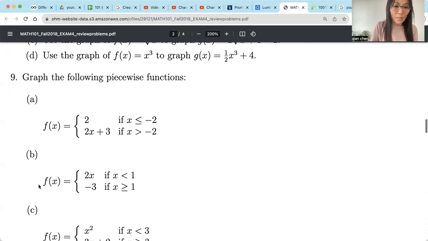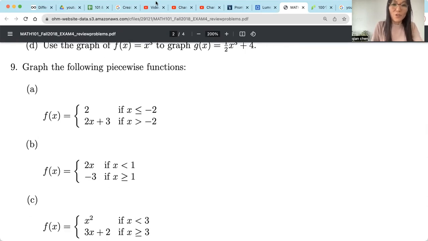Now let's look at 9, piecewise functions. Piecewise. Why is it piecewise? Because the domain is split into 2 parts. Okay. Let's graph 0 in the middle. Let's graph -2 somewhere on the left-hand side of 0.